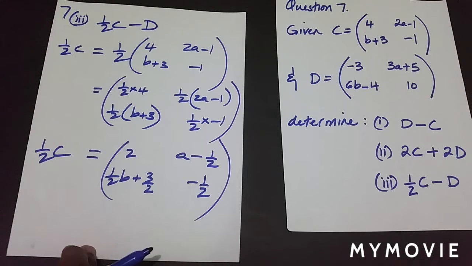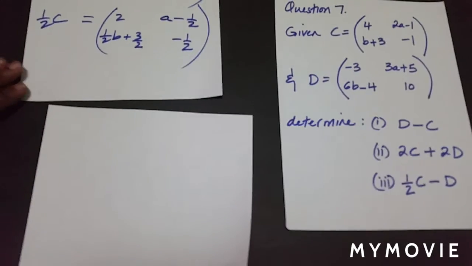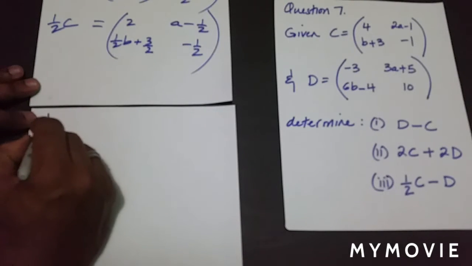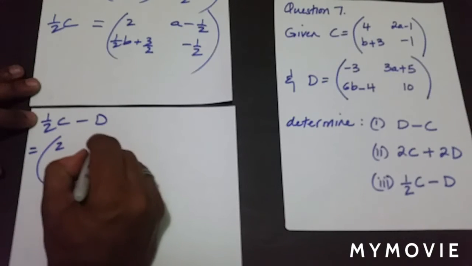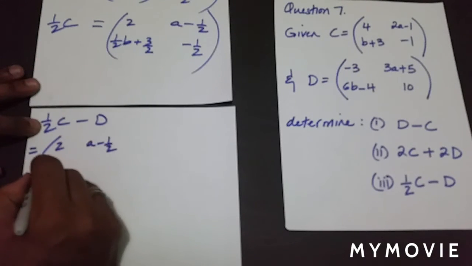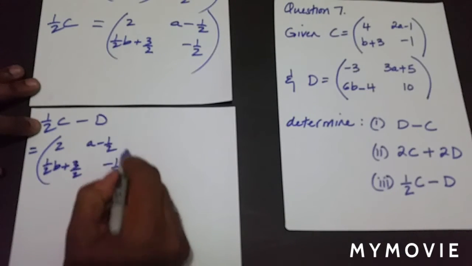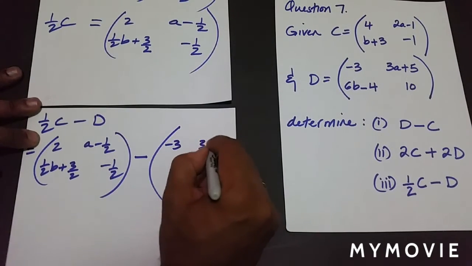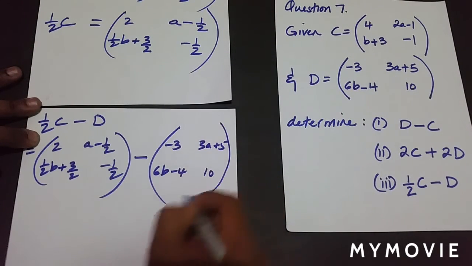All right, so again, let me just put this out of the way. I'm sure you're seeing half c there. So half c minus d simply means 2a minus a half, b plus 3 over 2 minus a half, minus whatever matrix D is. And matrix D is minus 3, 3a plus 5, 6b minus 4, and 10.